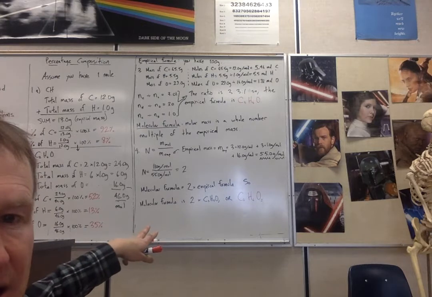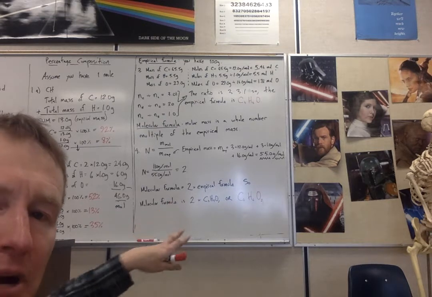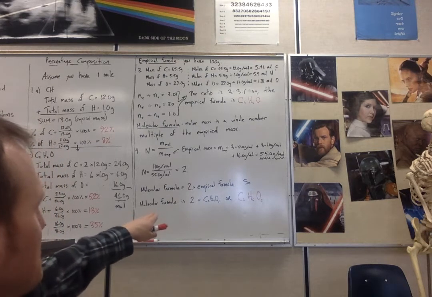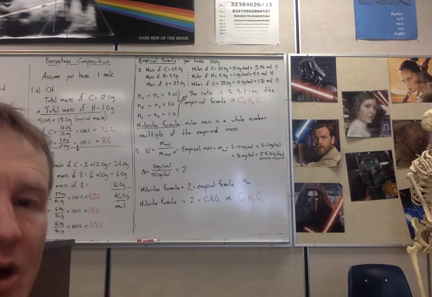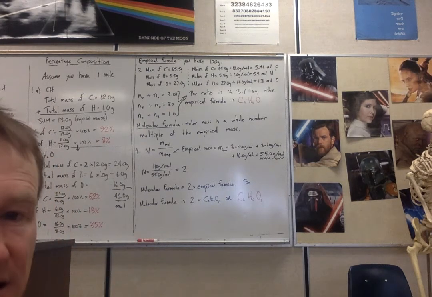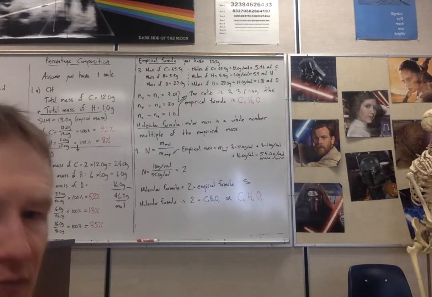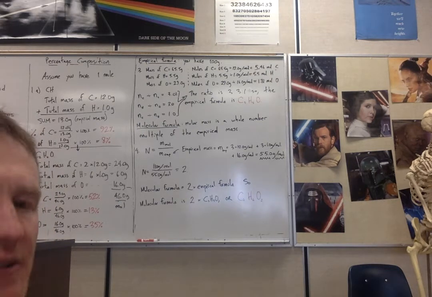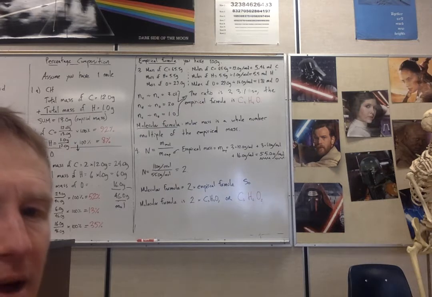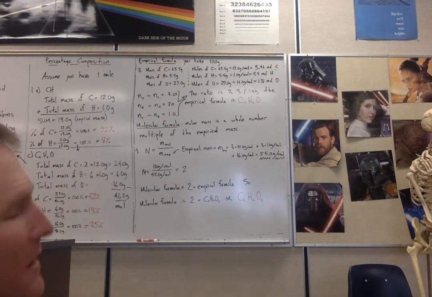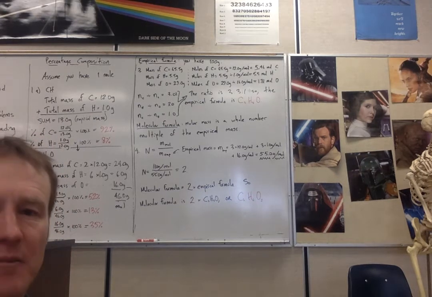We can get that molecular formula by multiplying the empirical formula by 2. So 2 times your C3H3O will give you C6H6O2. That is the real molecular formula for this substance. We had to multiply that empirical formula by 2 to get there. That's question 4 on your worksheet, second page.